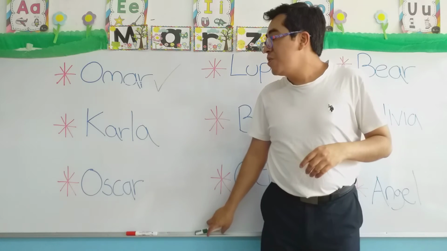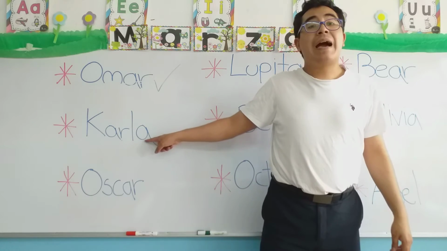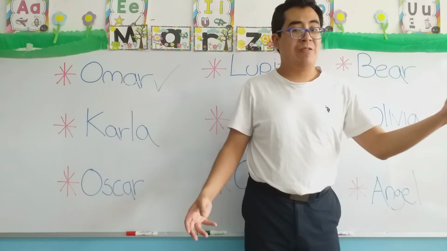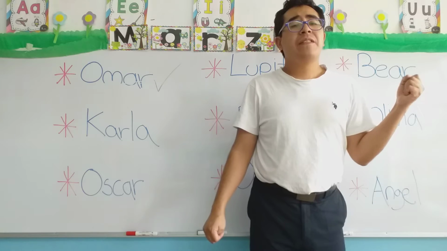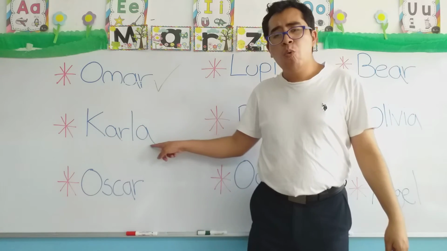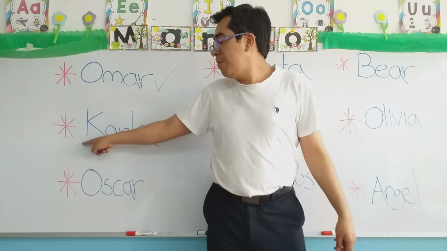Let's continue with the second name. The name is Carla. Carla, the name of a girl, nombre de una niña. The name Carla has capital O? ¿Aparecerá capital O en el nombre de Carla?